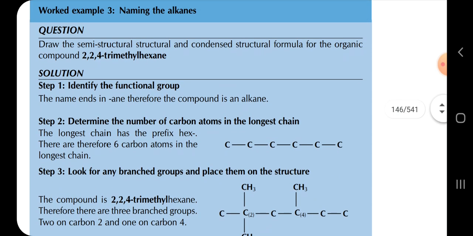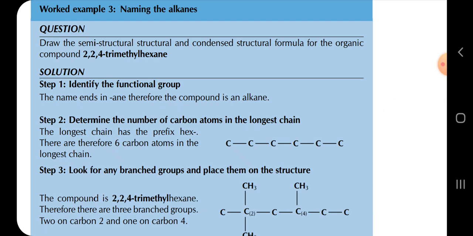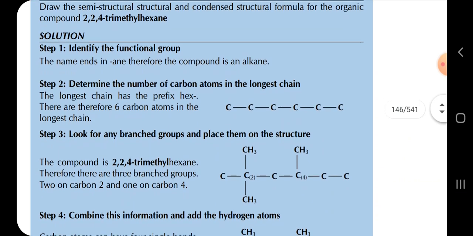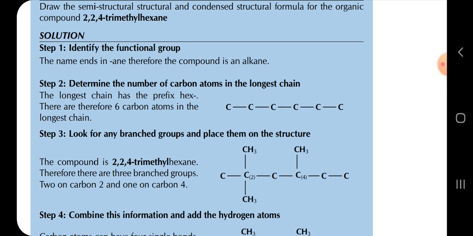We're still naming alkanes. Draw the semi-structural formula. Here they have drawn the semi-structural and condensed structural formula for the organic compound 2,2,4-trimethylhexane. So we need to identify the functional group. The name ends with -ane, therefore the compound is an alkane. You look at what the name ends with, then you will know the structure of which homologous series it is.